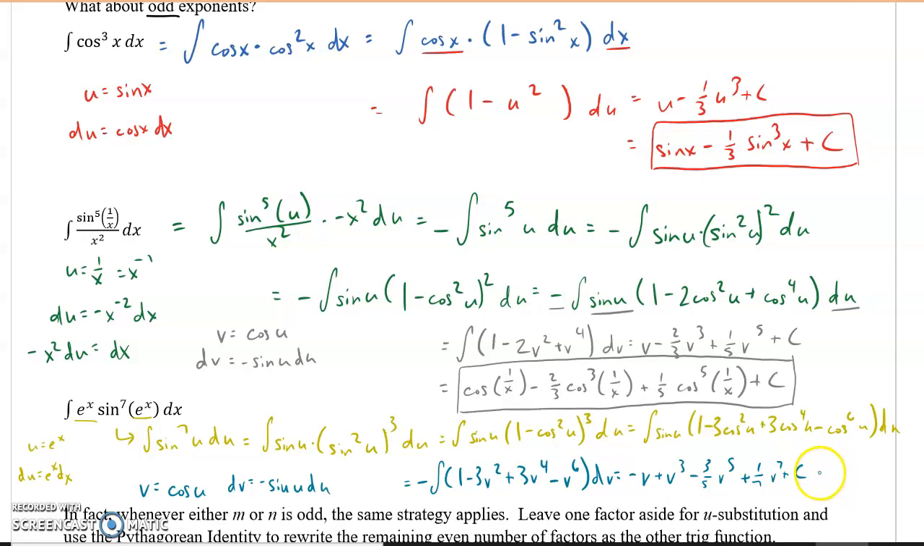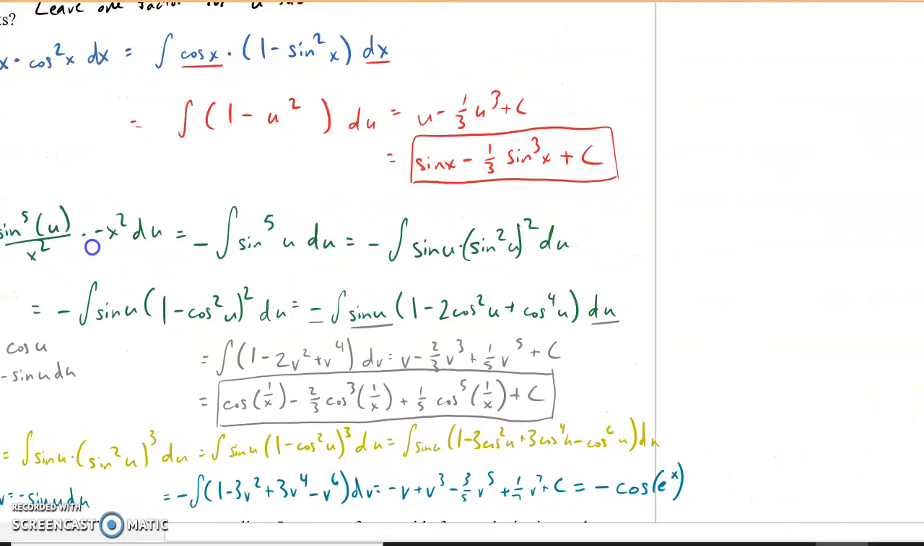So for this final answer here, if OneNote lets me scroll to the right, I'll have to use some horizontal space here. v is the cosine of u. u is e to the x, so v equals cosine of e to the x. So negative cosine of e to the x, and yeah.